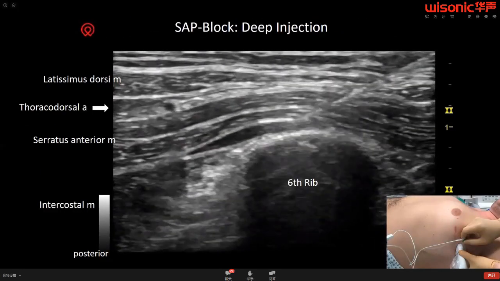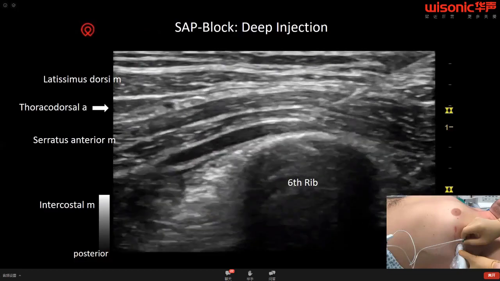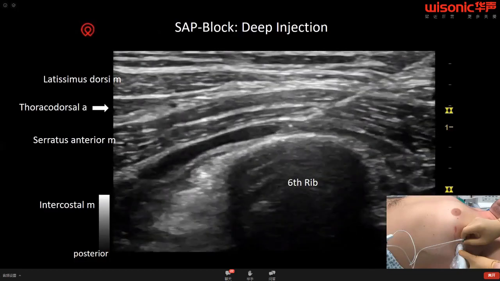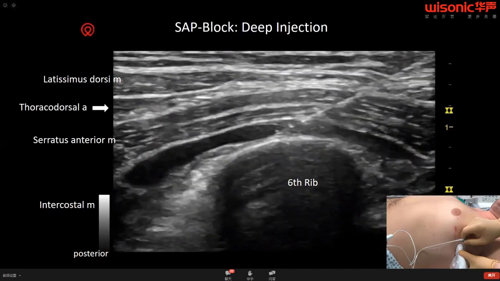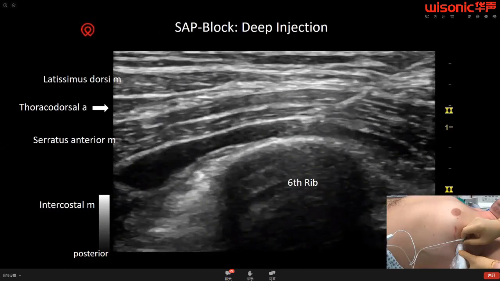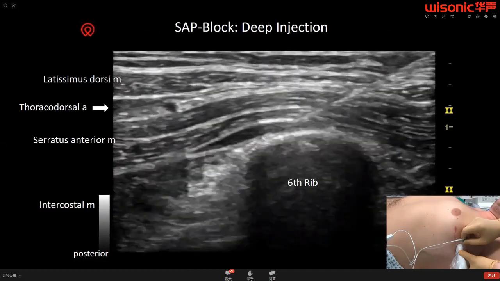After finishing this, you can do a deep SAP block. You can see here how the serratus anterior is lifted up off the sixth rib.